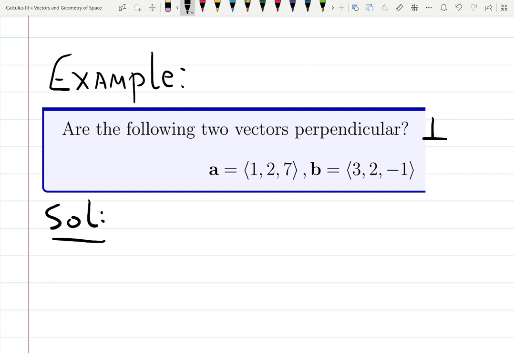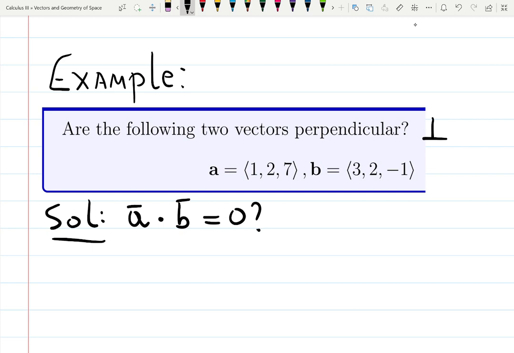But in Russian, we do say perpendicularny, so it's also close. Perpendicularny.